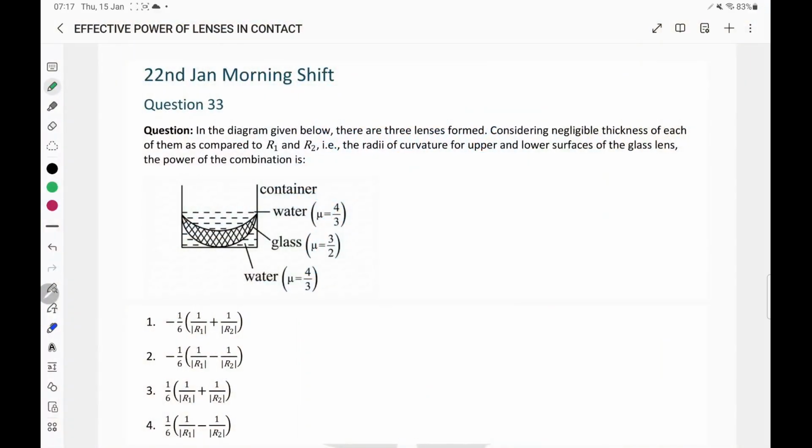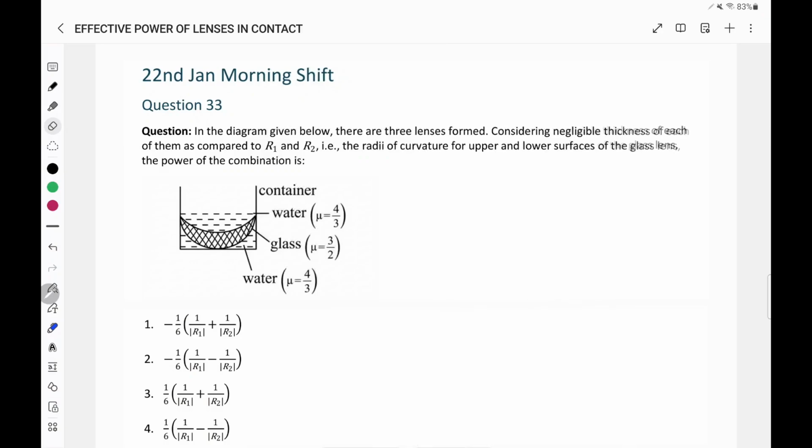We are solving another very frequently occurring concept for JEE 2026, which is effective power of a lens combination. So let's dive directly into it. Now we will solve all the remaining questions of optics starting from 22nd January morning shift, question number 33. You can pause the video and read the question for yourself. I will give you a gist of the question.